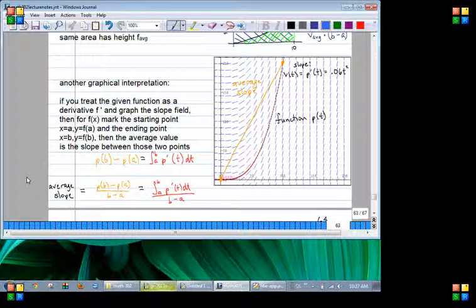But what we have on the right side is a formula, which is exactly what I just told you is the average value. So what does that mean? What that means is this formula tells you the slope between your starting point and your ending point. And this answers your question.